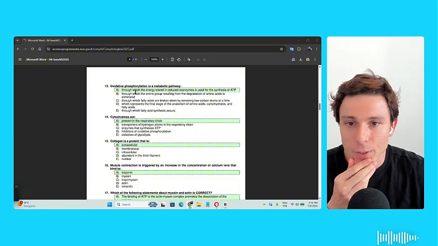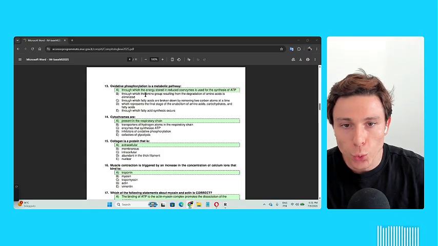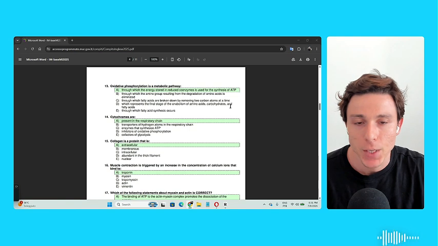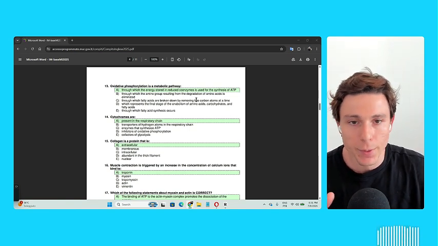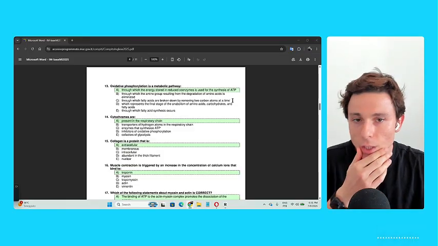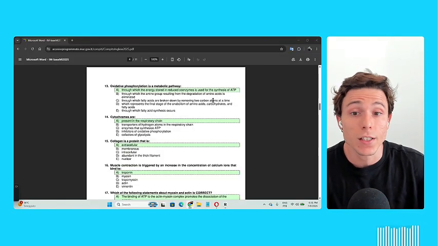Letter A is saying: through which the energy stored in reduced coenzymes is used for the synthesis of ATP. So the key words here that we have to pay attention to are coenzymes, reduced, and synthesis of ATP. All right, so it's all aligned with what oxidative phosphorylation is.